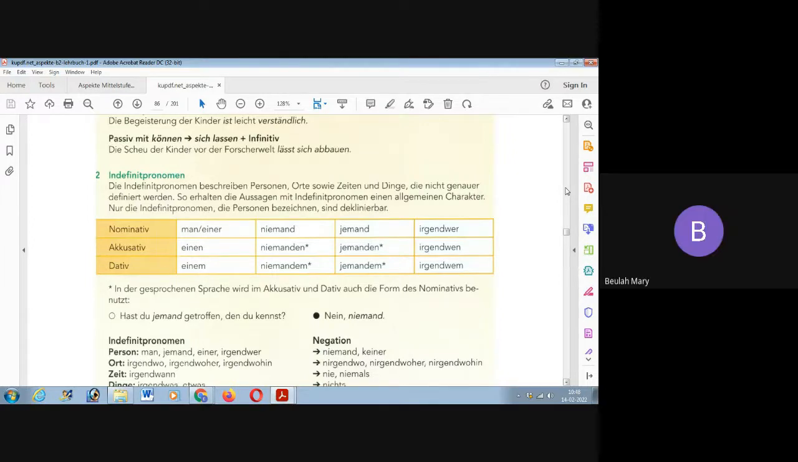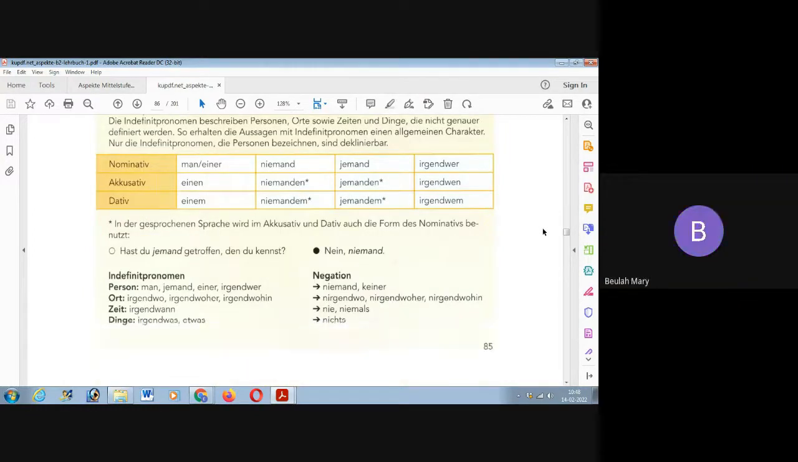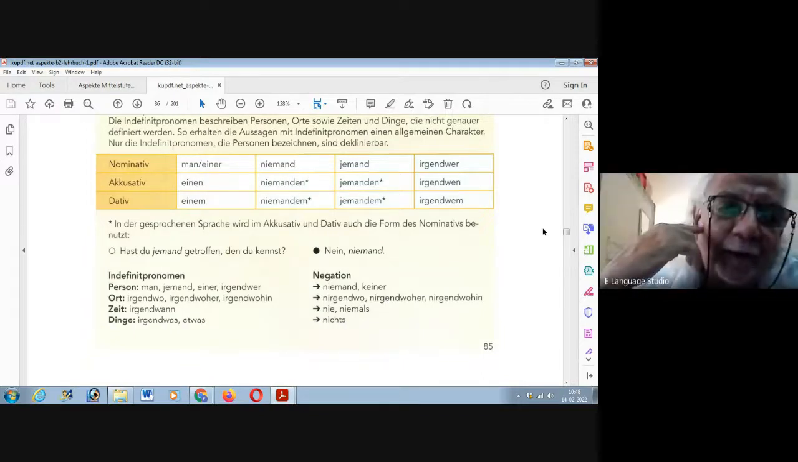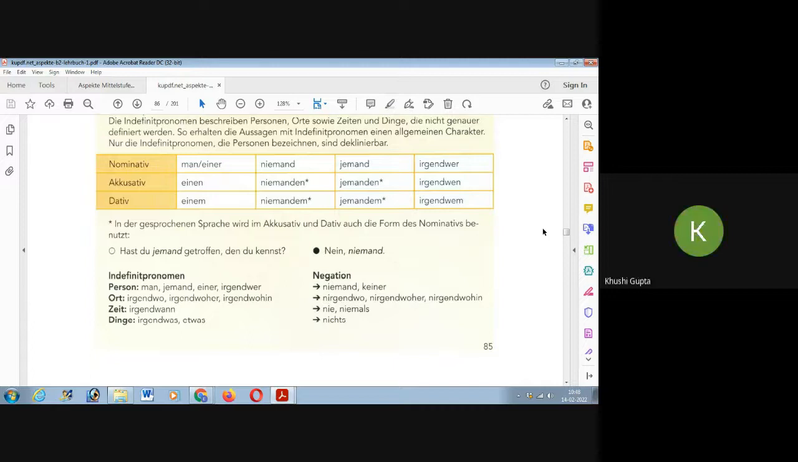Ja, letter. Und Leser, reader. Now we combine the two words. Reader, letter. Letter to the reader. No, letter by the reader.